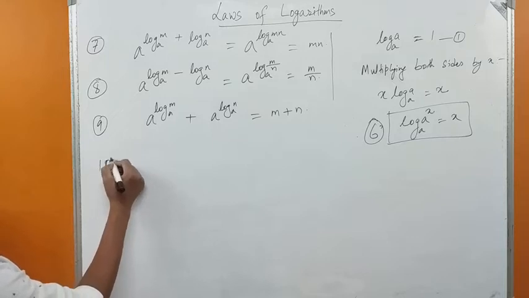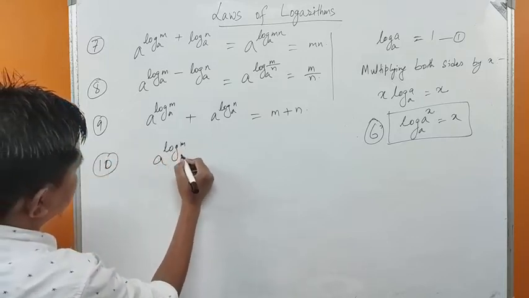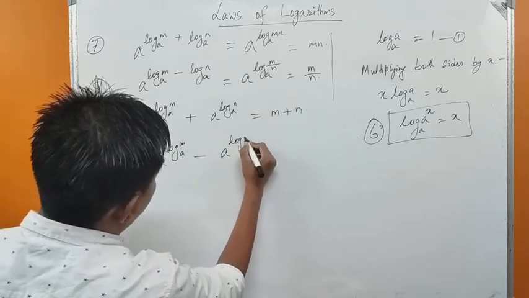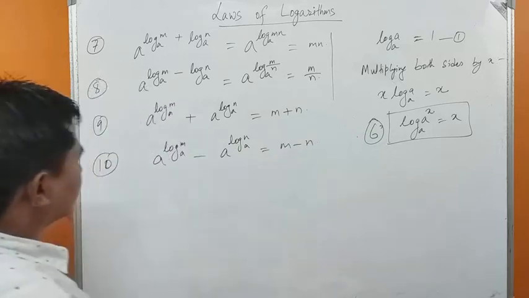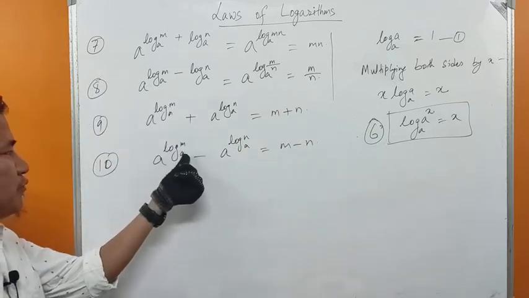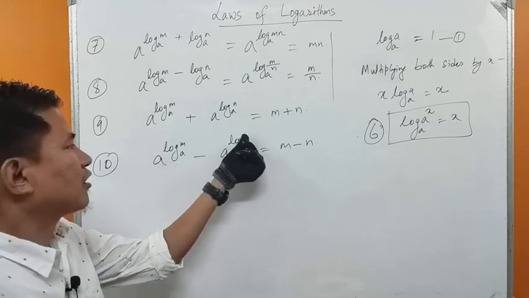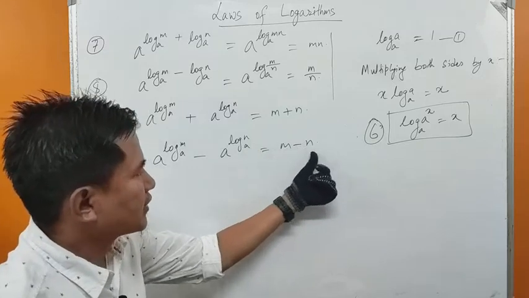And 10th rule is a to the power log m to the base a minus a to the power log n to the base a equals m minus n. Okay, a to the power log m to the base a means m, minus a to the power log n to the base a means n, which means m minus n.